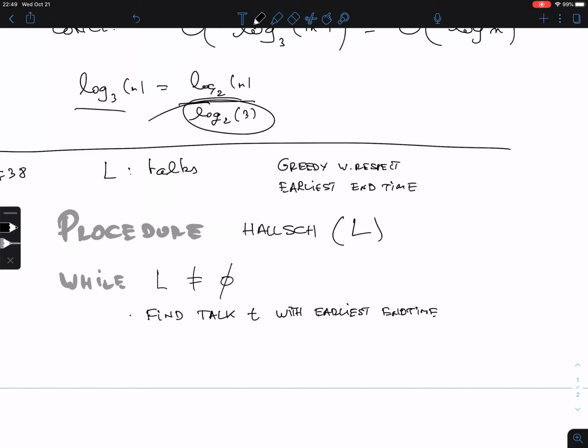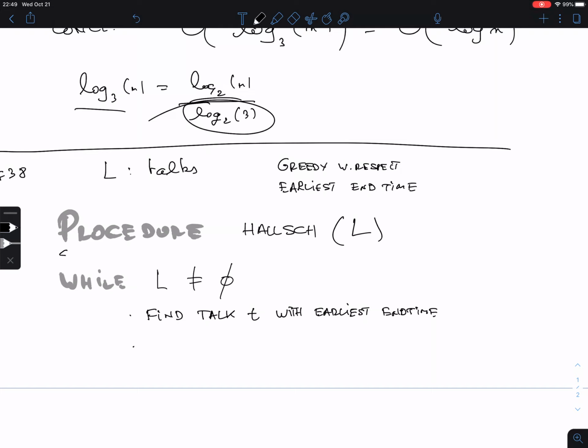I'm describing the algorithm. Then we will talk about complexity, okay? That's the first thing. The next thing, I put here dots just so you see that there are different things, but of course in pseudocode you don't have to do that. What we do then is we say, okay, that's the talk I'm going to do. So I'm going to add that to the schedule.